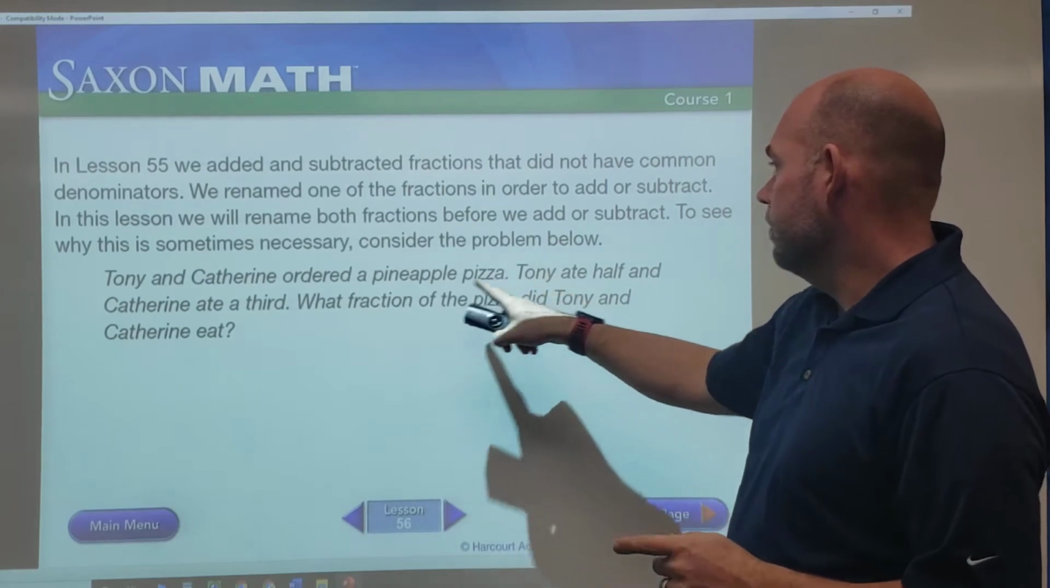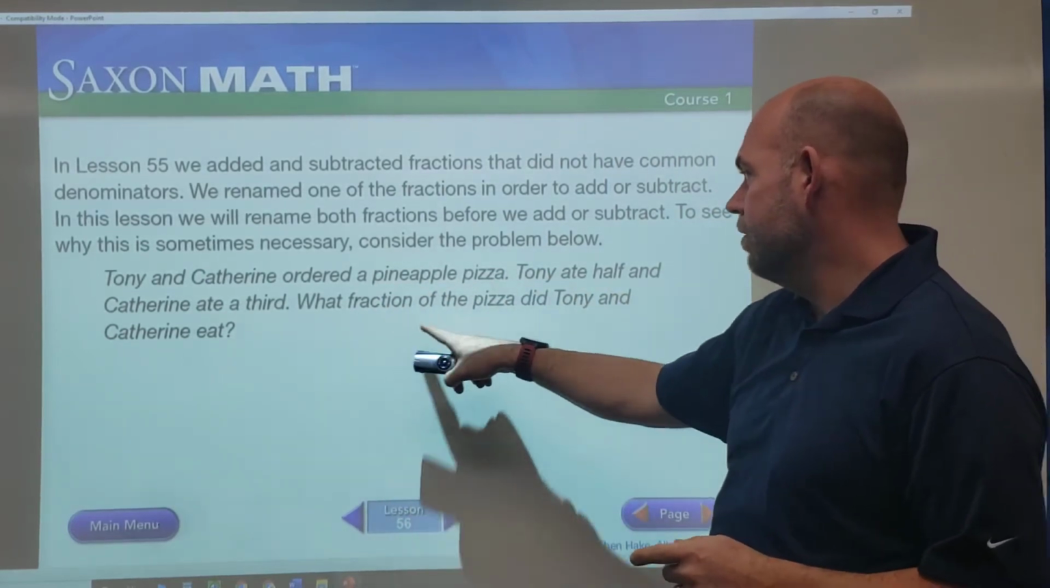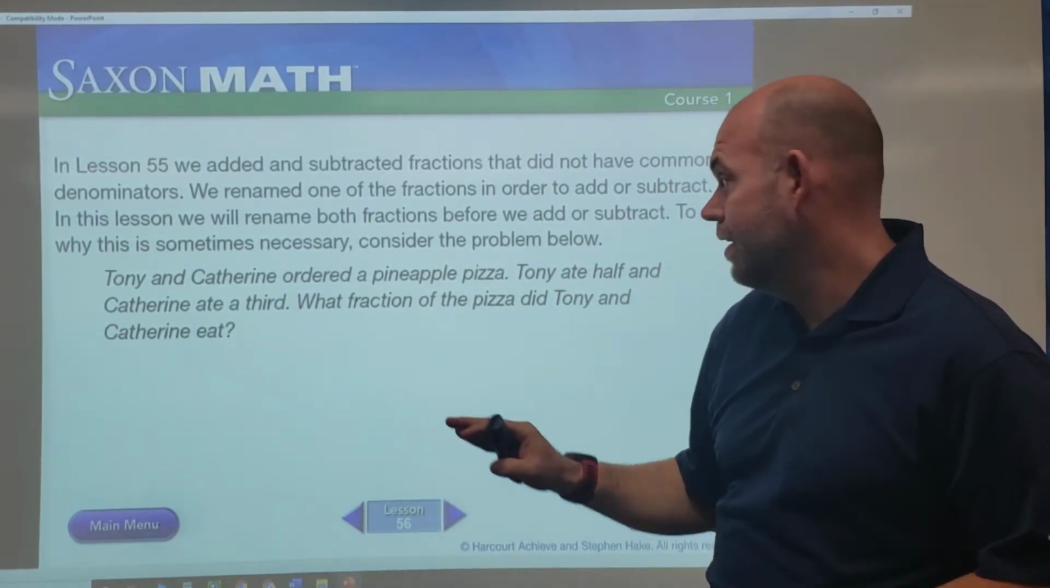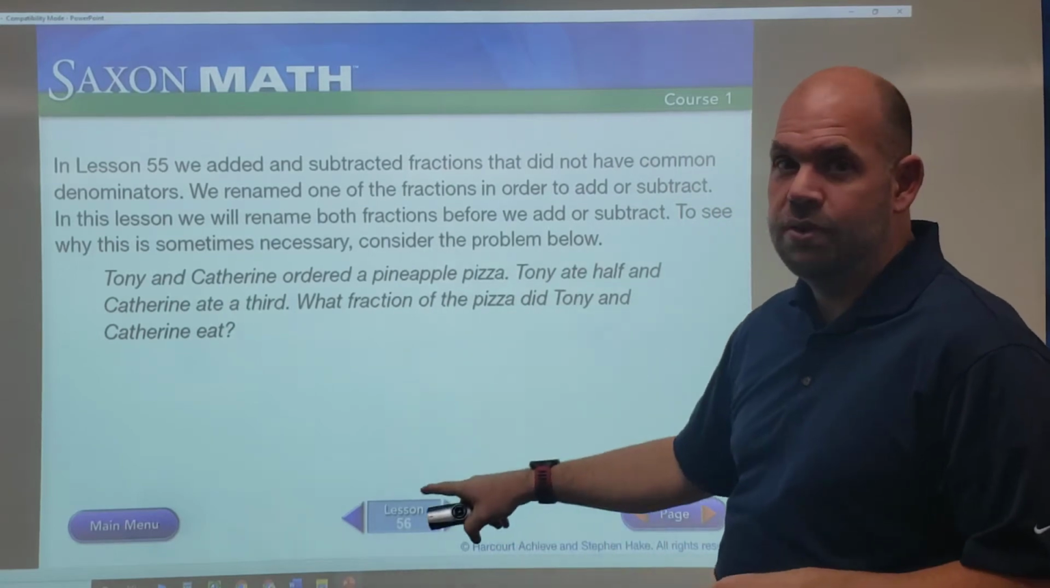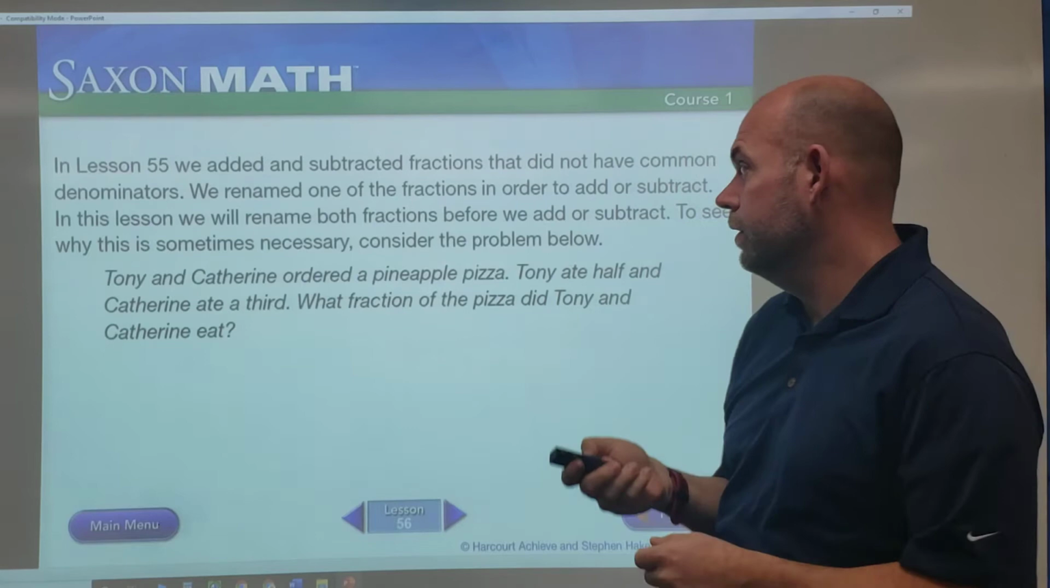So, for example, Tony and Catherine ordered a pineapple pizza. Tony ate half and Catherine ate a third. What fraction of the pizza did Tony and Catherine eat? This isn't what we did last time because a third and a half, 2 can't go into 3 and 3 can't go into 2. So this is a new kind of problem that we're dealing with this week.